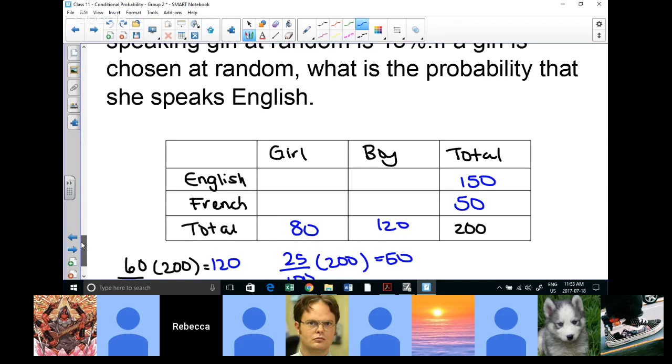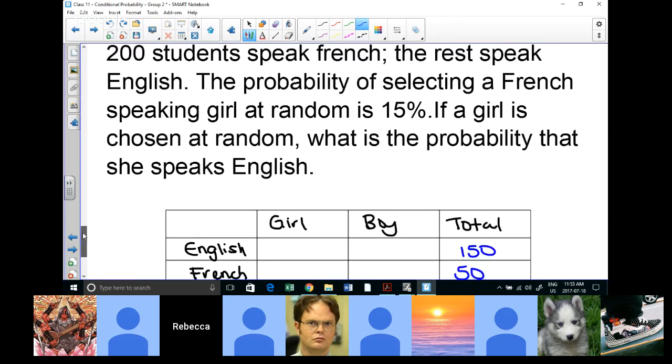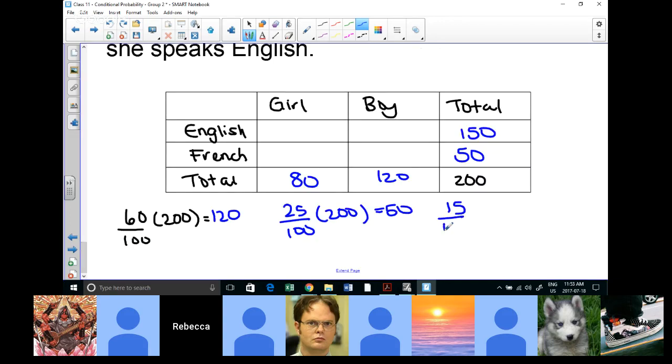The probability of selecting a French-speaking girl at random is 15%. So that gives me 30 for French-speaking girl. From here, I can fill the rest out. If I have 80 girls, 30 speak French, 50 speak English. If I have 50 that speak French, 30 are girls, 20 are boys. If I have 150 English, 50 are girls, 100 are boys.